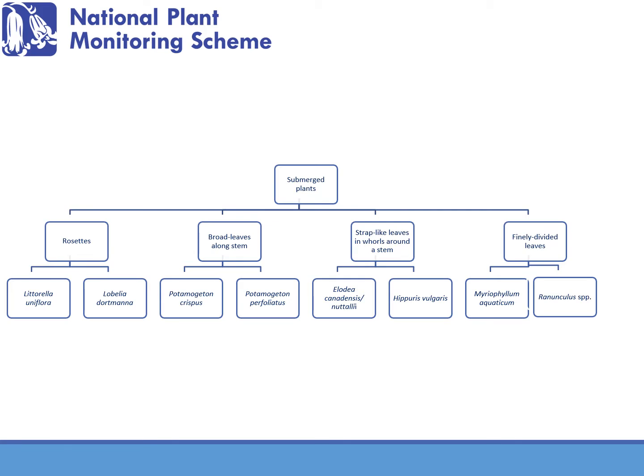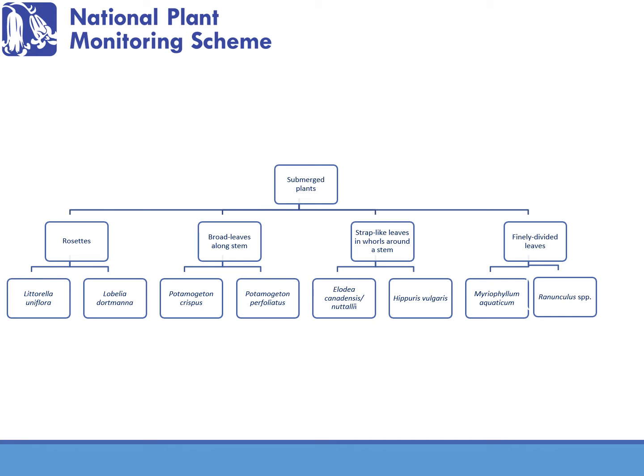Okay, we're going to move now to consider some of the species that you might find during your survey. I'm going to talk about these dependent on the growth form of the plants. So I'm going to start off considering the submerged species that you might find. Then I'm going to talk about floating species. And finally, I'm going to talk about marginal and emergent species.